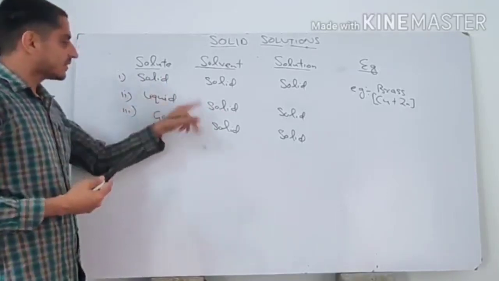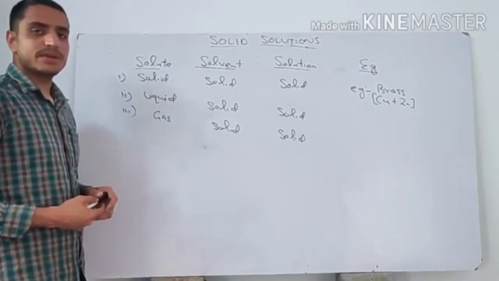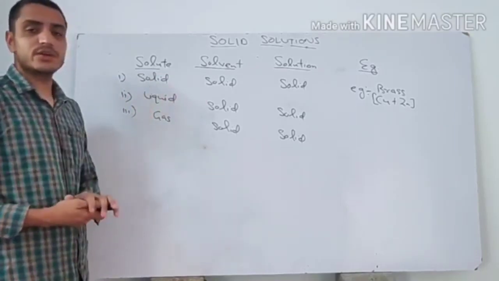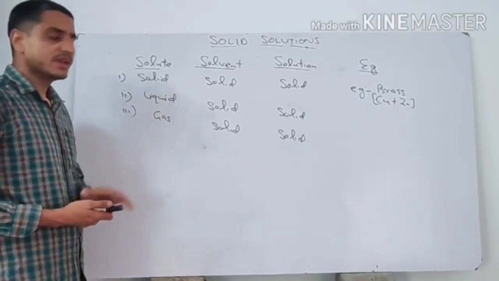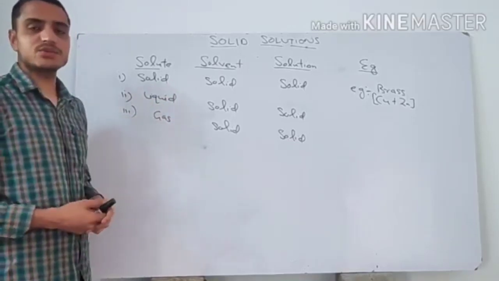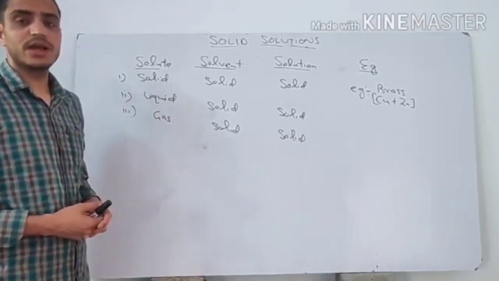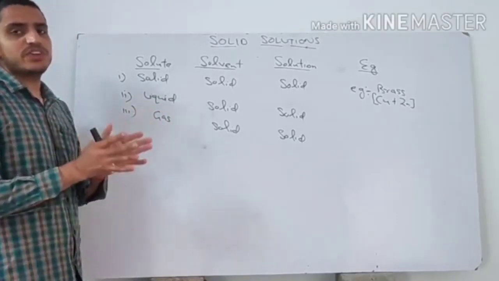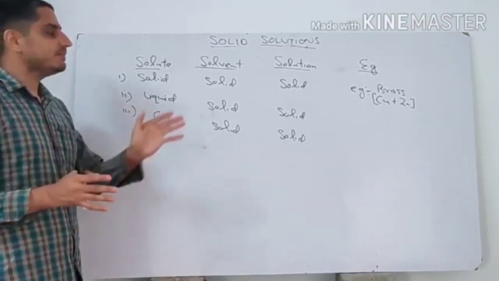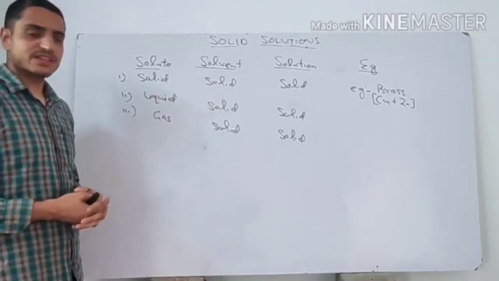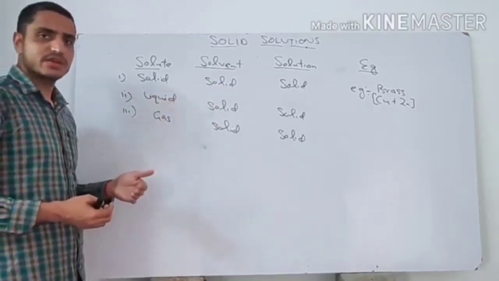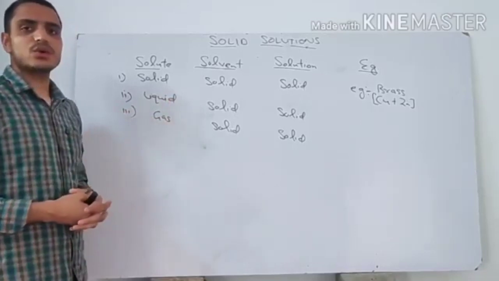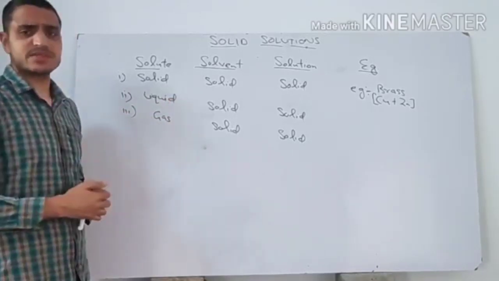So try to remember one example. Liquid in solid. You may have heard of amalgams of mercury. The solutions which mercury makes with other elements or substances are known as amalgams. Solutions of mercury are known as amalgams. There are various types of amalgams.